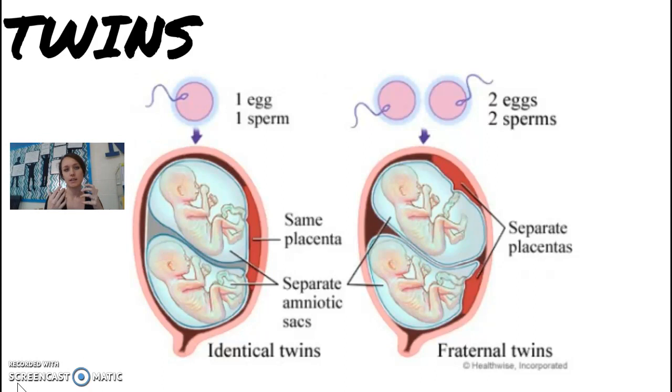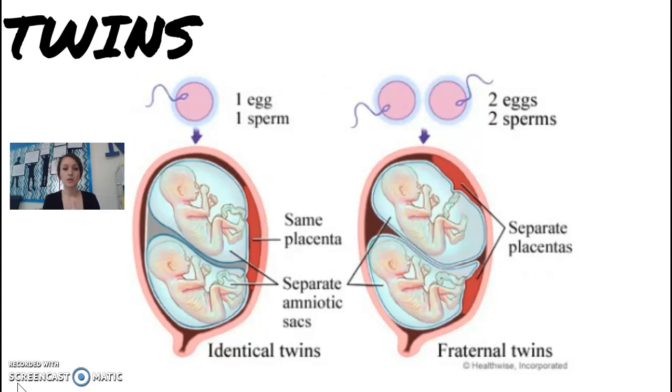But it's as close as you can possibly get to having the same person to see if something is genetics that's making them the way they are, or if it's their environment. So studying twins is really helpful for psychologists with nature and nurture. So you do need to know the difference between identical and fraternal.